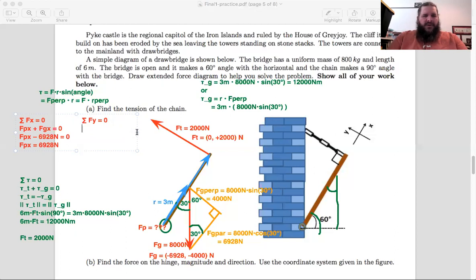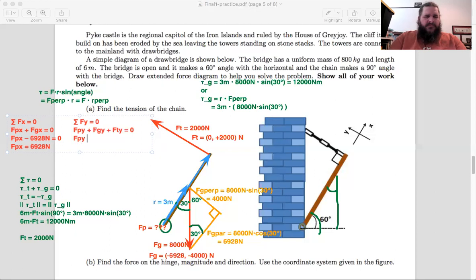What about for the y component? What forces have y components here? Yeah, all of them have y components. So we're going to need to include pivot force y component, gravity force y component, and tension y component, and say those all add up to 0. Pivot is still unknown. Gravity, though, we know is 4,000 in the negative y direction, so that's negative 4,000 newtons. And tension, its y component is positive 2,000.